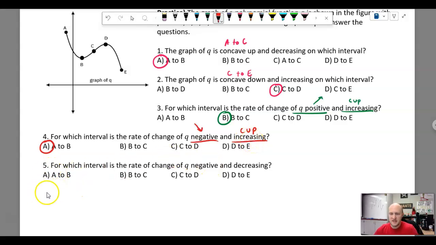Okay, pause me one last time. Go ahead, please answer question 5. All right, hopefully you got D to E. This is where our rate of change is negative. We're going down, and rate of change is decreasing. That's concave down. Okay? All right, hopefully you learned in this video what concavity is. Concave up is like a cup, concave down is like a frown, and how it relates to rate of change. If you're concave up, your rate of change is increasing. If you're concave down, your rate of change is decreasing.